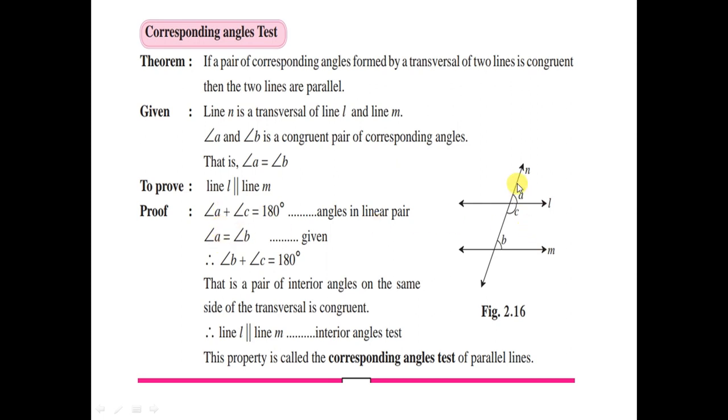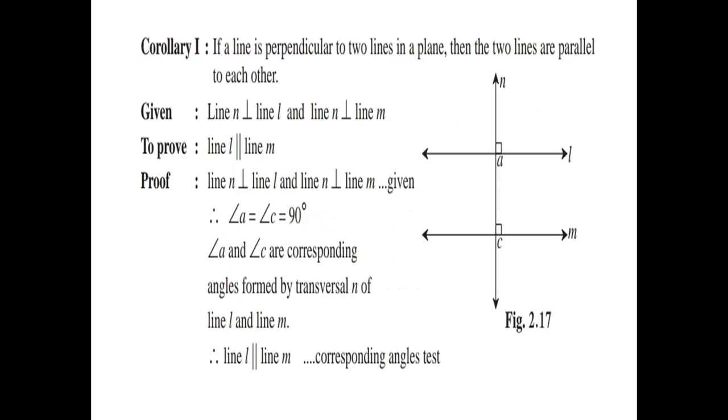Now here angle A plus angle C is 180 degrees, angles in a linear pair. Angle A equals angle B, that is given. Now here also I will replace angle A with angle B. So angle B plus angle C equals 180 degrees. Again angle B and angle C are interior angles. Therefore the lines are parallel. Line L and M are parallel. That's the corresponding angles test.